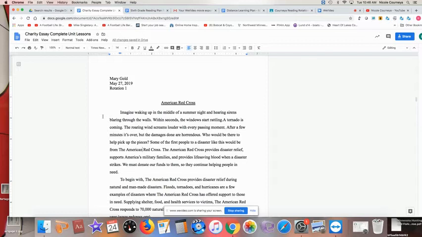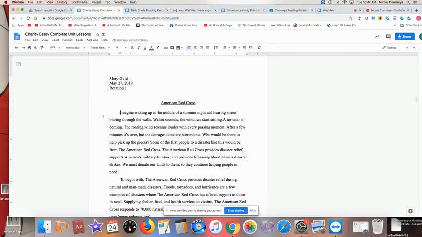Imagine waking up in the middle of a summer night and hearing sirens blaring through the walls. Within seconds, the windows start rattling. A tornado is coming. The roaring wind screams louder with every passing moment. After a few minutes, it's over, but the damages done are horrendous. Who would be there to help pick up the pieces? Some of the first people to a disaster like this would be from the American Red Cross. The American Red Cross provides disaster relief, supports America's military families, and provides life-saving blood when a disaster strikes. We must donate our funds to them so they can continue helping people in need.